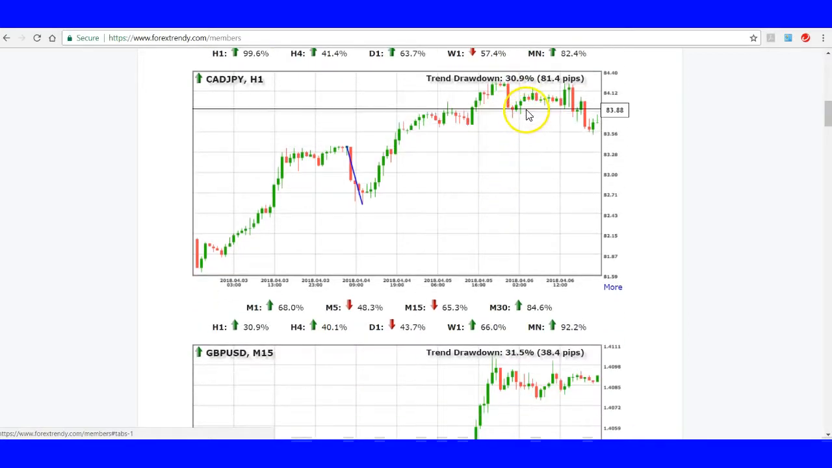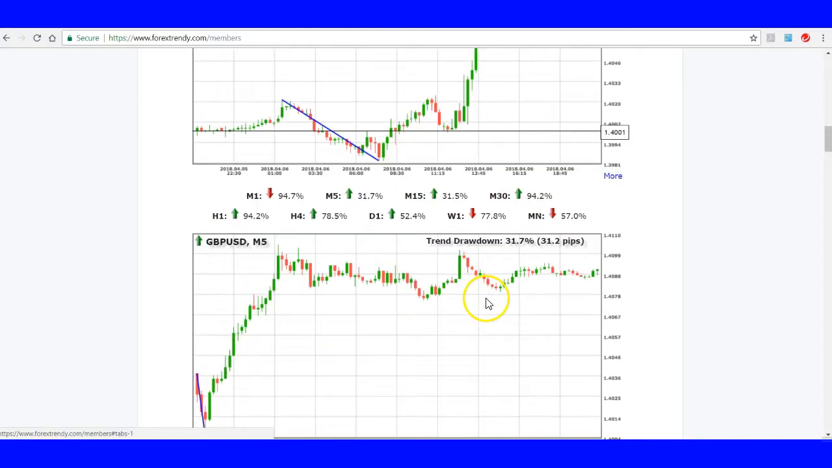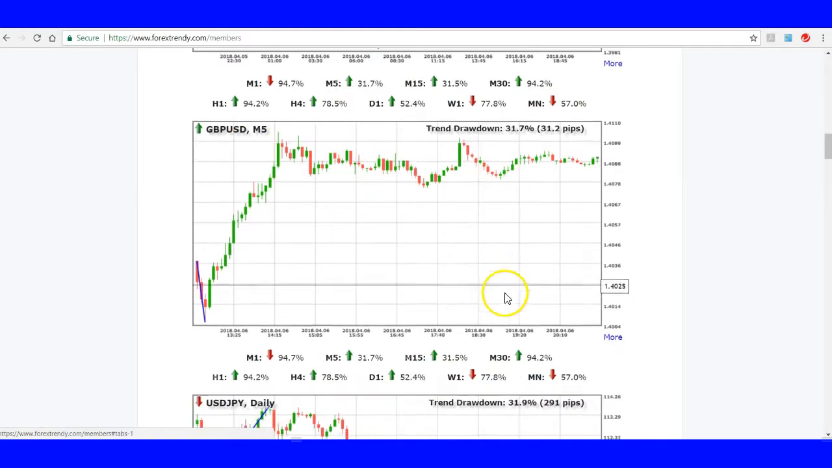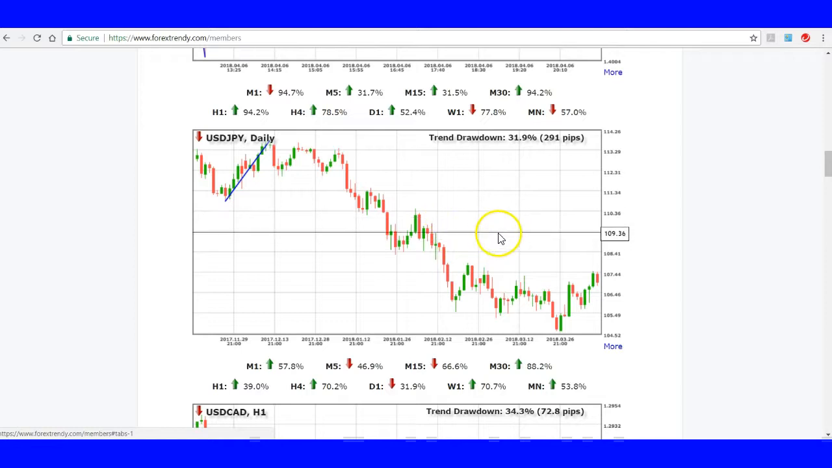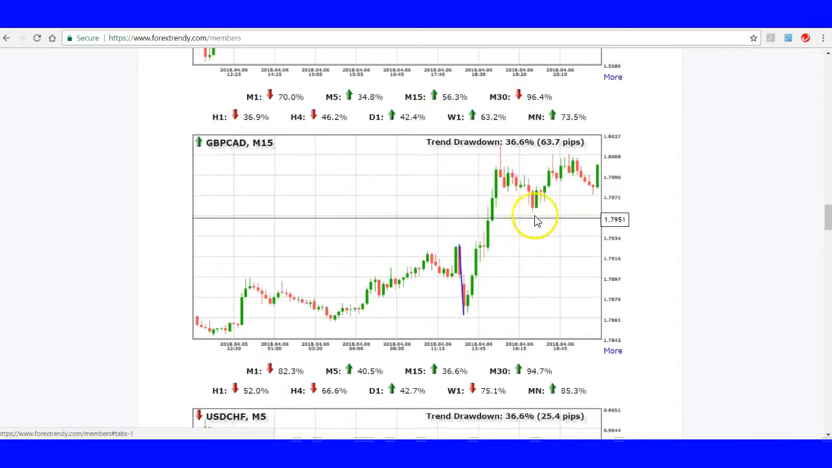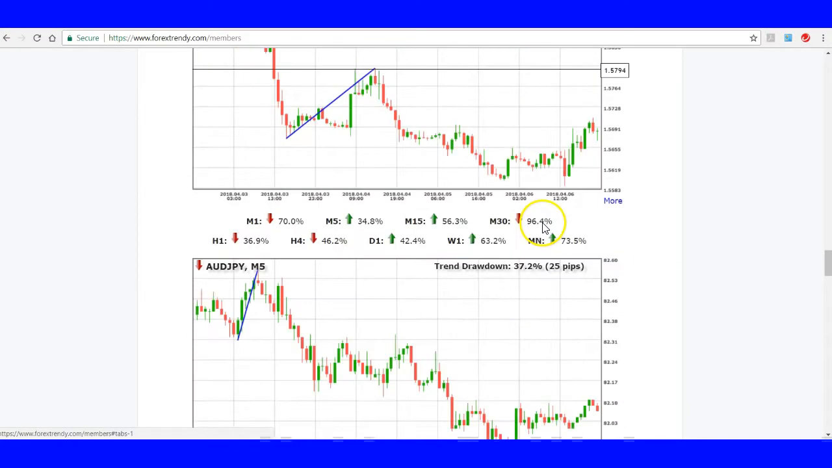So we have several here that are pretty good strong trends right now, and it'll look at daily, 4-hour, 1-hour, 15-minute, 5-minute, and give you the strong trends that are moving. Like here's a 5-minute on the Great British Pound, and USD Japanese Yen daily was in a strong downtrend, USD Canadian 1 hour, and so on. So there's several here to look to analyze from.